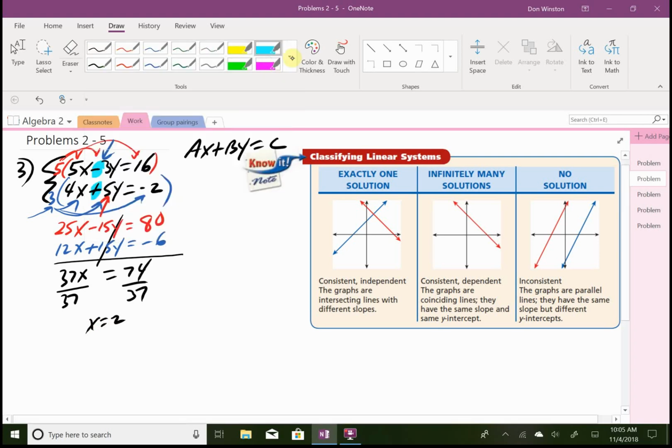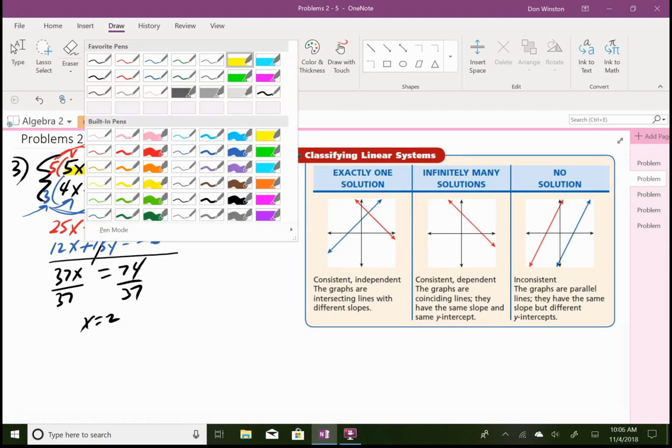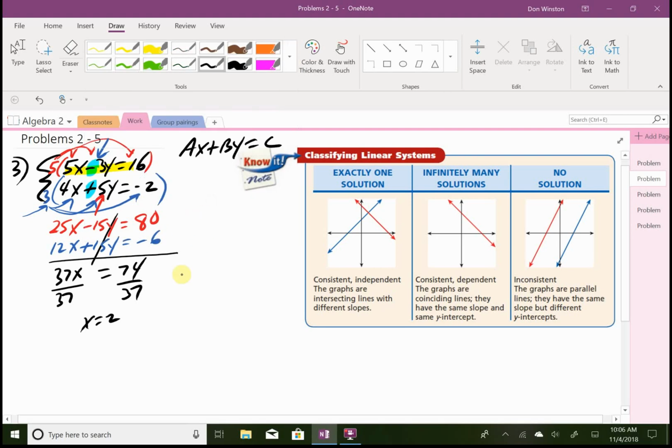So I'll use either equation. I'll just use maybe the first equation here to solve for y. So we're going to substitute the value of x, which is 2, into the first equation. So 5 times 2 minus 3y equals 16. 10 minus 3y equals 16. Subtract 10. You get negative 3y equals 16. And then we'll divide both sides by negative 3.